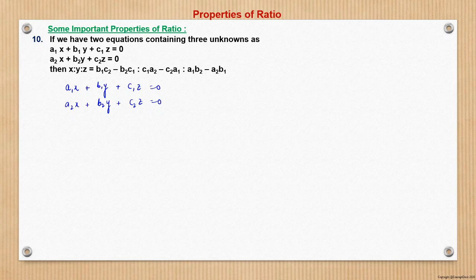How does the ratio come? Now see, if I have to find the ratio of x is to y is to z, right? For x, we will hide this part. We will look to the right of x because we have to find the solution for x. So we'll keep the right hand side part and we'll take the coefficients in that order: b1, b2, c1, c2. So for x it will be b1, b2, c1, c2.